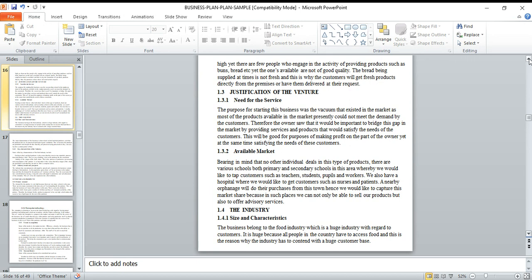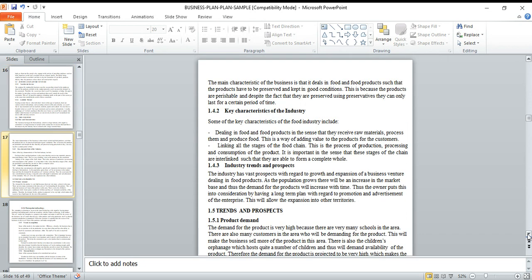It is a huge industry because all people in the country have to access food, and this is the reason why the industry has to contend with a huge customer base. Okay, so any question, please just comment there. I'll be able to respond.